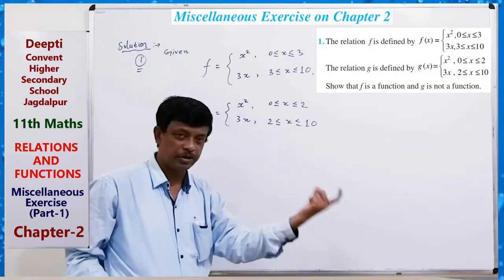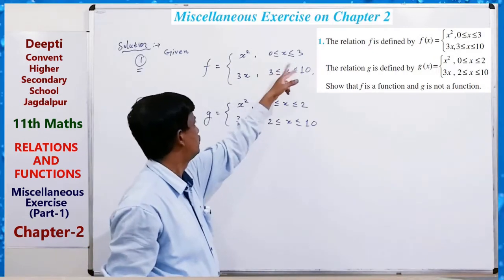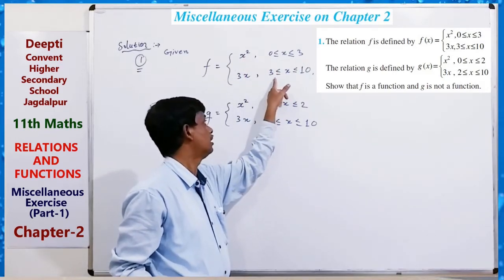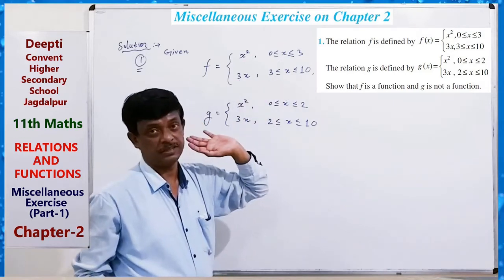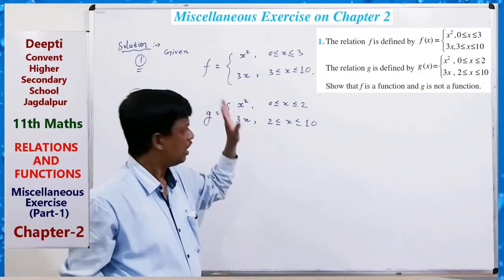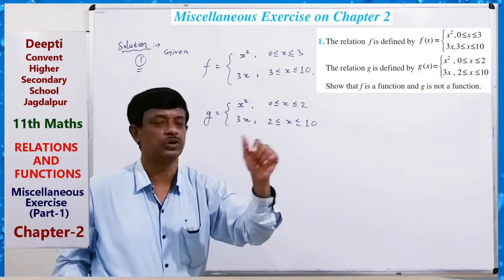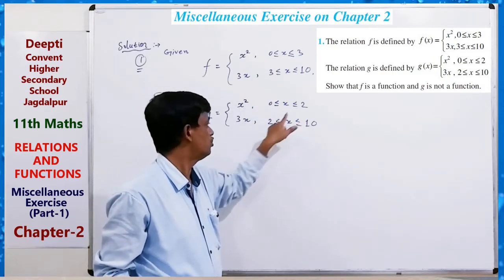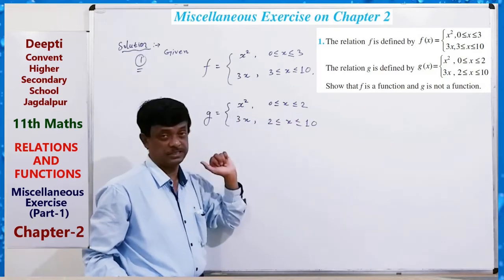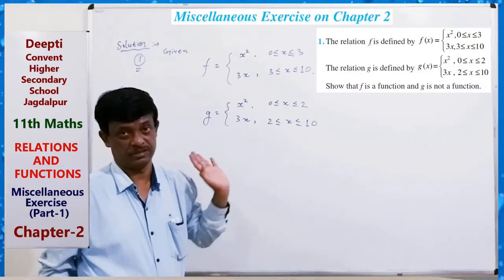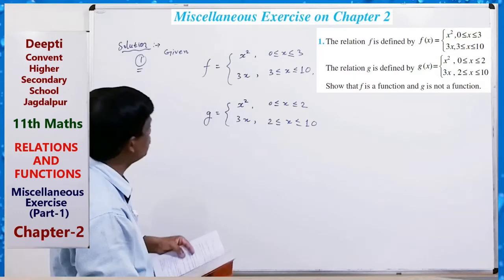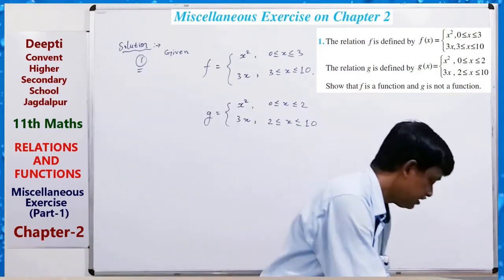But this interval 0 to 10 is divided into 2 parts, 0 to 3 and 3 to 10. Here x equal to 3 gives x square, and x equal to 3 also gives 3x. This is a relation, and this is also a relation. Also 0 to 10 is divided at the point 3 here, and at the point 2 here, with less than or equal to on both sides. So for 2, it equals x square and also 3x. So these are 2 relations according to the question. We have to prove that f is a function and g is not a function.